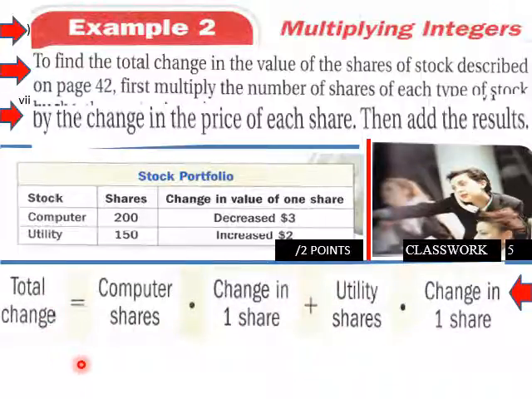So we have 200, and then our change here, we have total change here is decreased by 3, be negative 3, plus 150, increase times 2. So this would be positive, this would be negative. So we're going to substitute that into our verbal model here, total change, computer shares times negative 3, and then utility shares times positive 2.